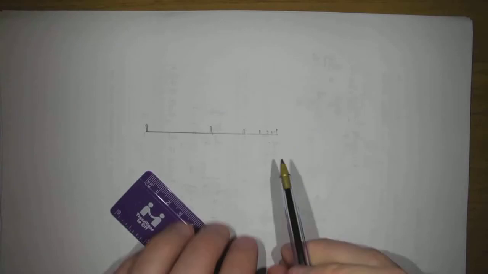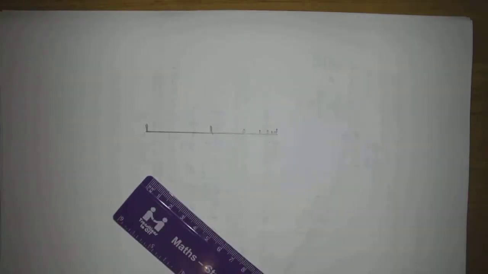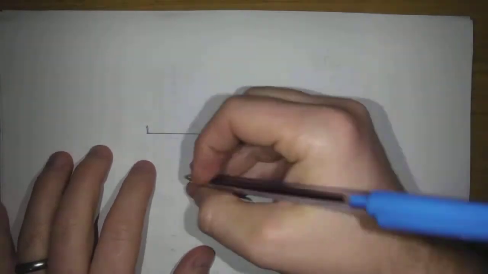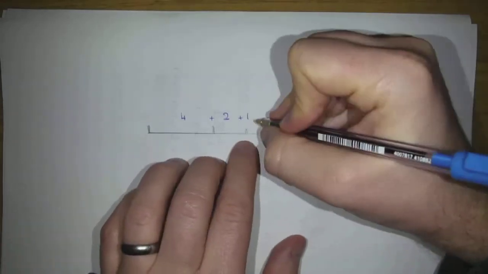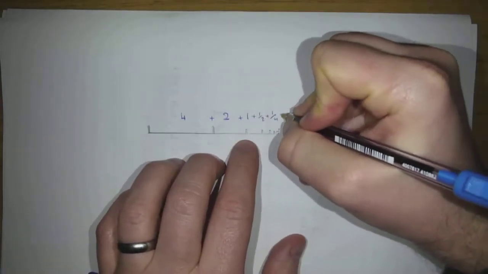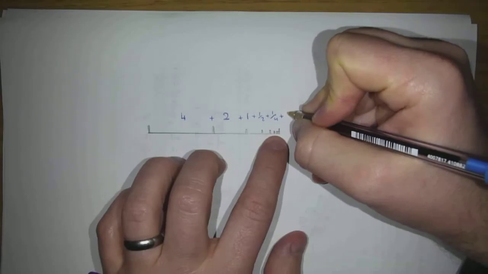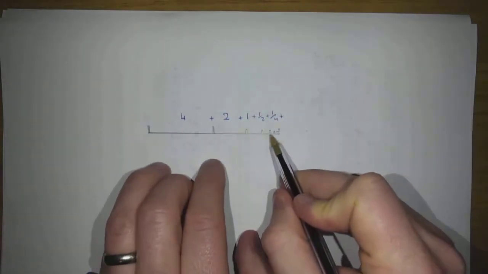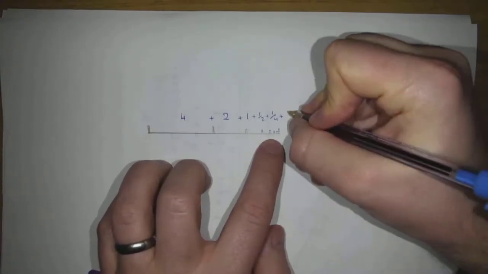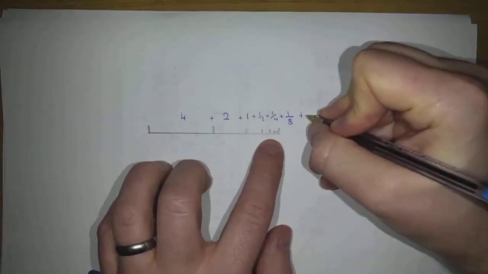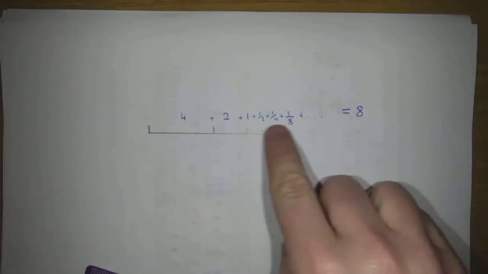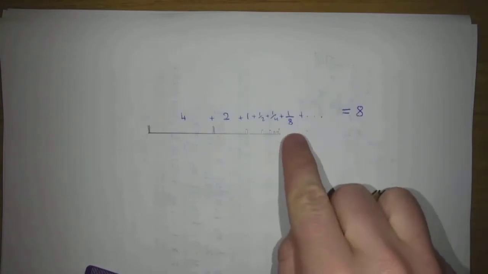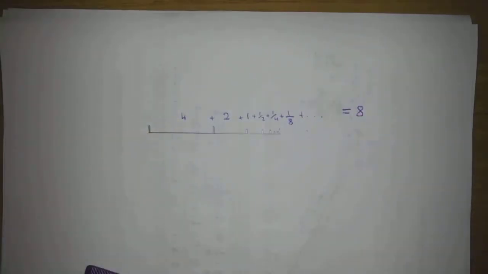Now, if I want to get within, say, 1 millionth, I just have to add enough terms. I'm always halving the distance, and so the distance is always getting smaller and smaller. So this represents 4 plus 2 plus 1 plus a half plus a quarter plus an eighth, a 16th, or whatever it is. So this adds up to 8 in the sense that if you keep adding more and more, the distance between this sum and 8 gets smaller and smaller.